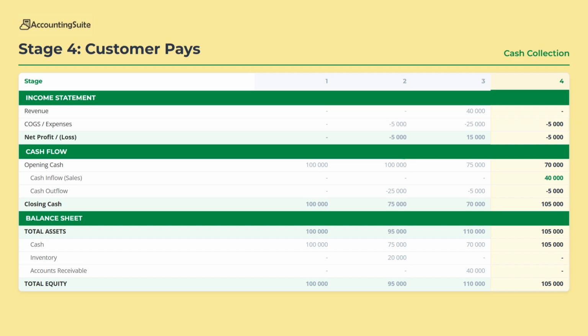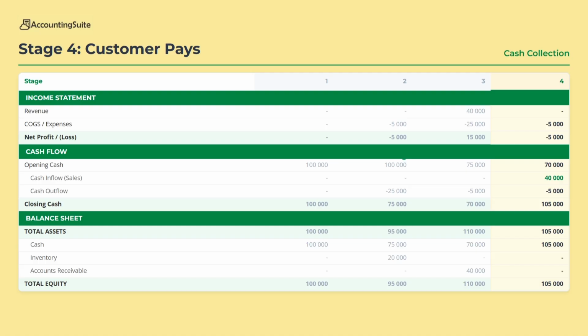Next we look at the cash flow statement. Two things happen. Cash inflow: customer payment is $40,000. Cash outflow: operating expenses are $5,000. Net increase in cash is $35,000. Starting cash is $70,000. Closing cash becomes $105,000.